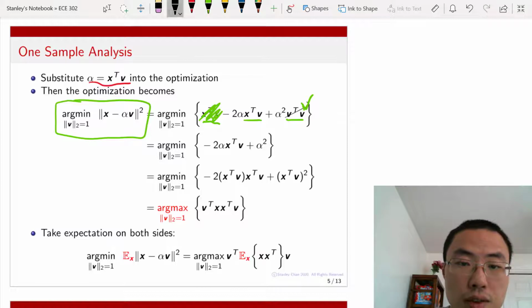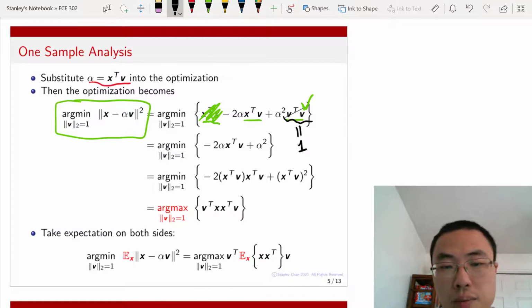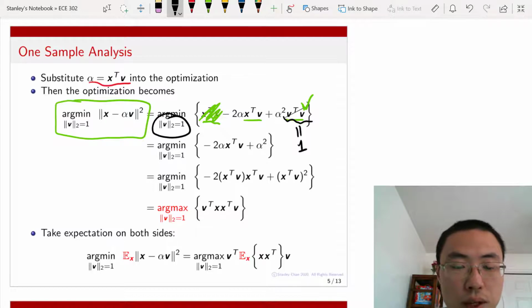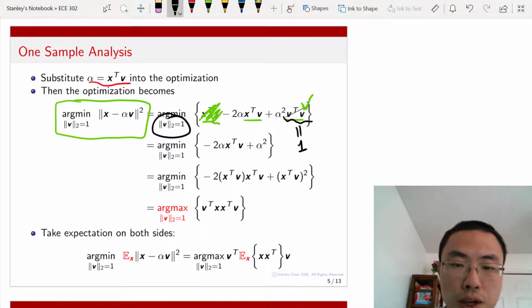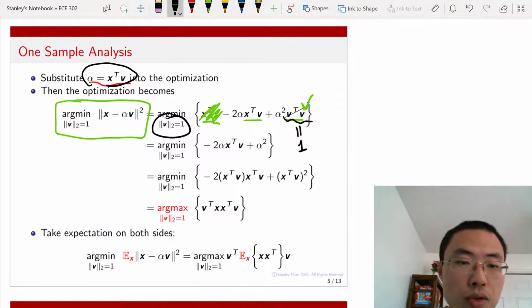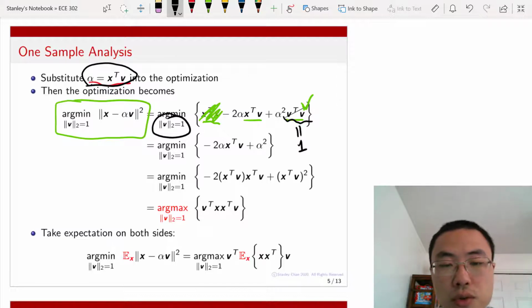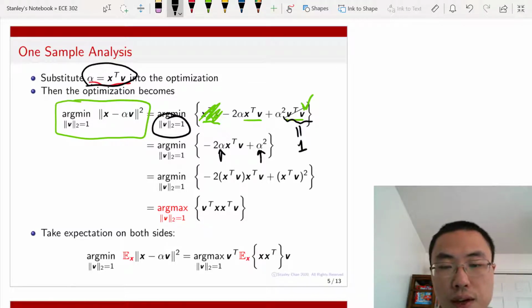What else is that? And this term is actually 1, because you have this constraint where the norm of v is 1. So you have this minus 2 alpha times x transpose v, and then you have alpha squared. Then you substitute your previous calculation where alpha equals x transpose v into the equation, and you can simplify things.